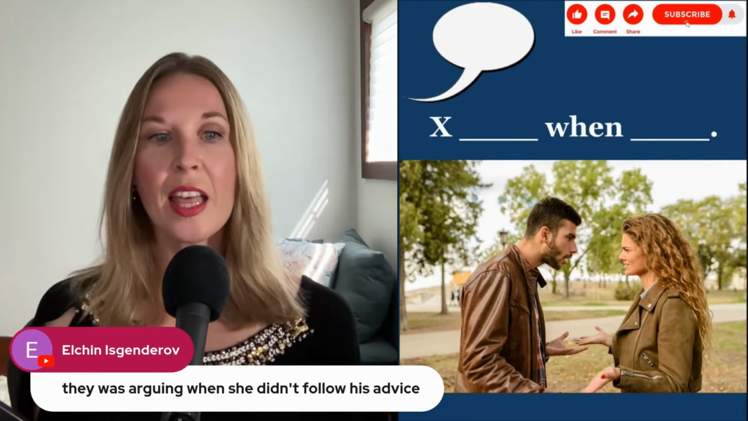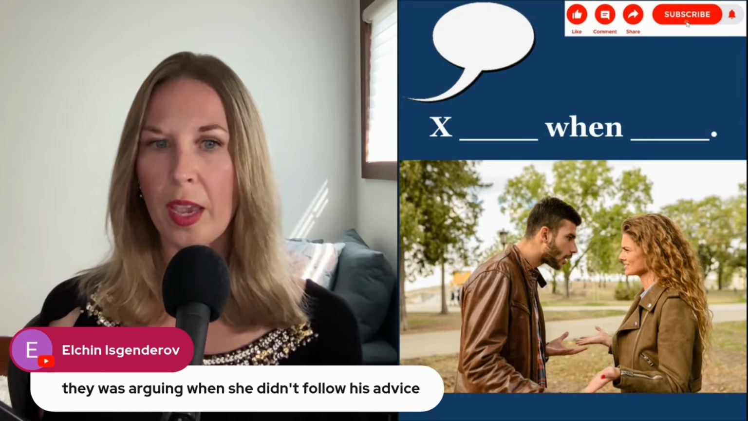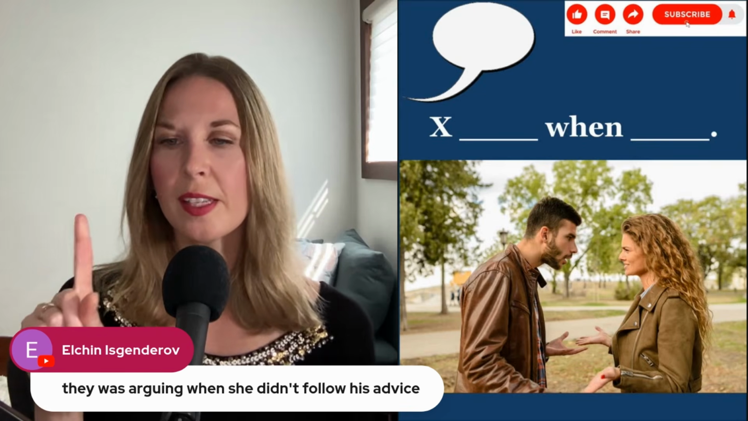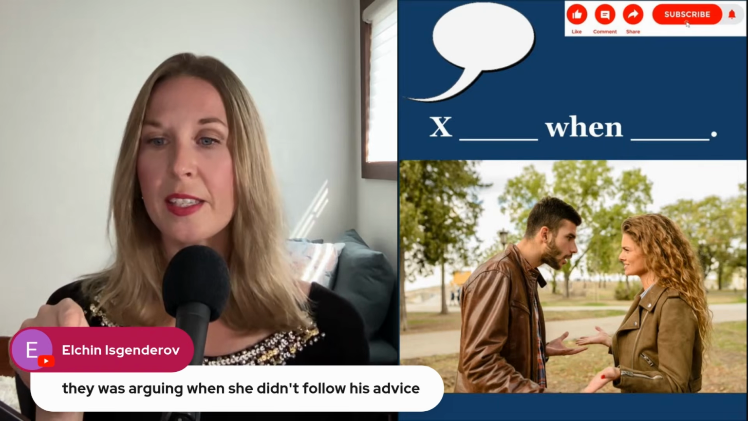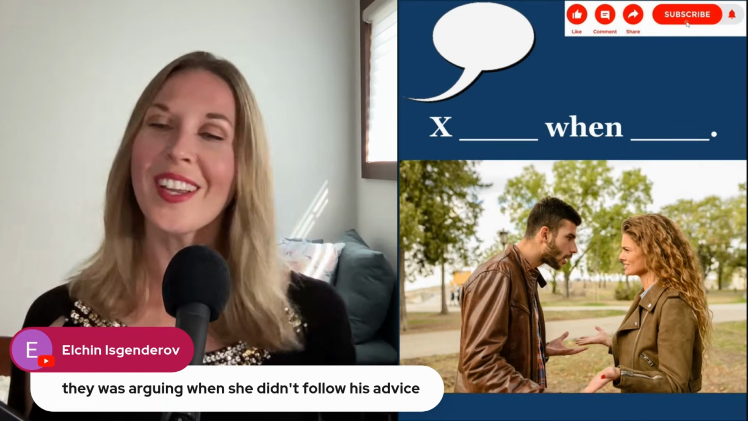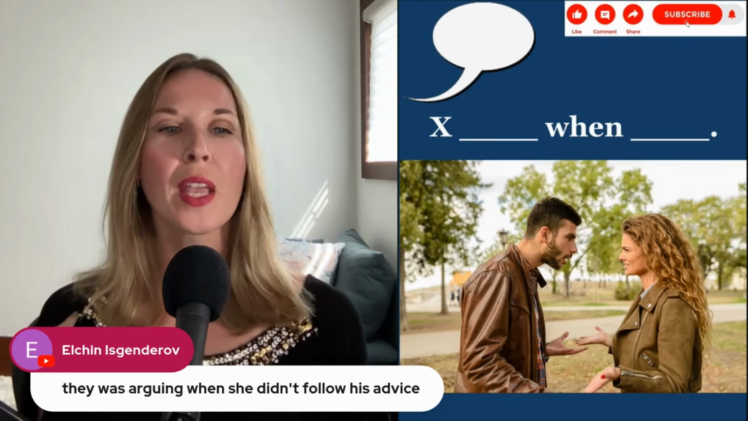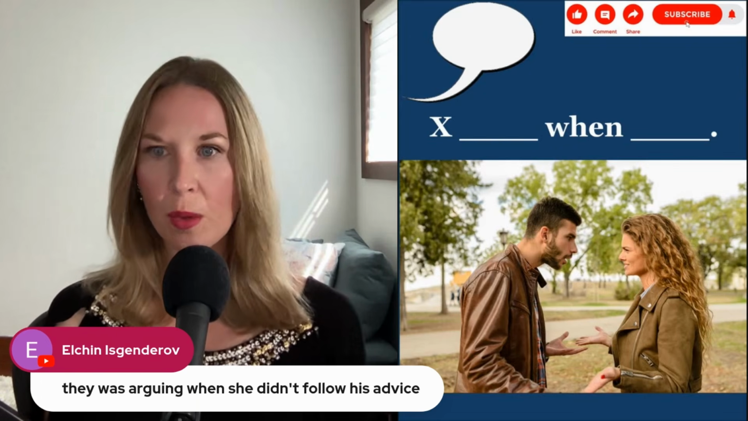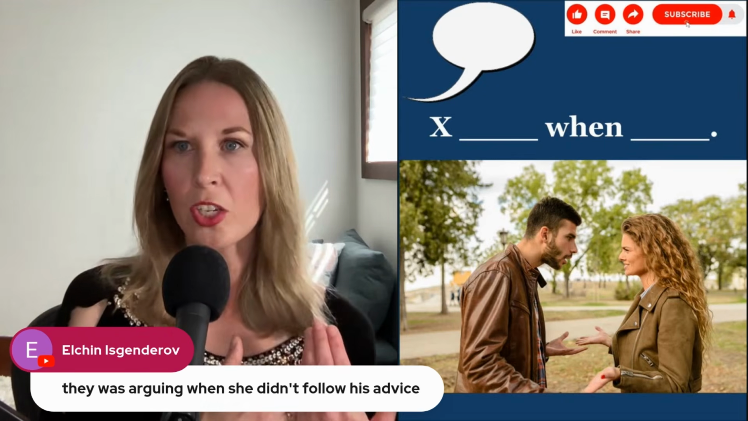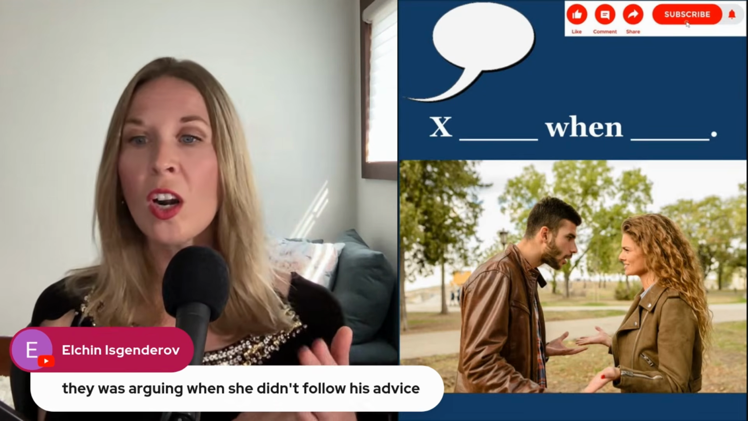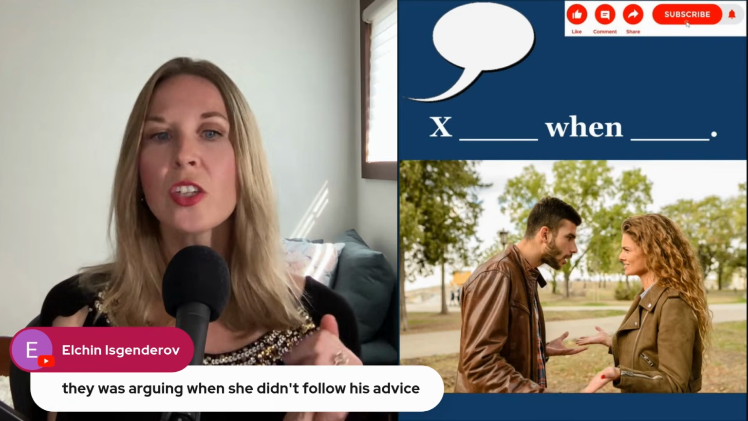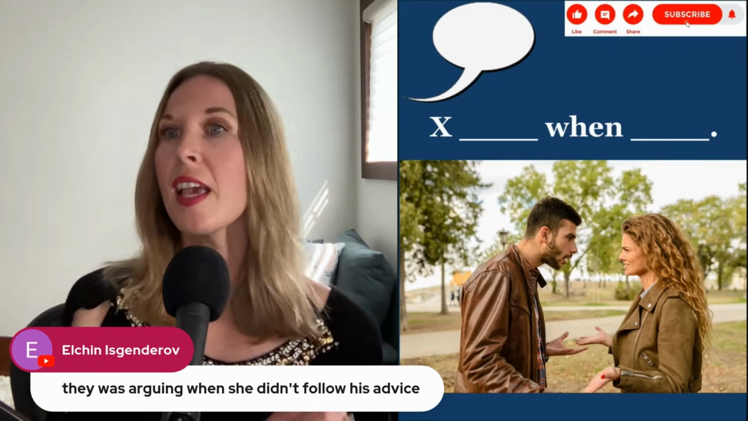Elchin said they was arguing. Elchin, can you correct that yourself? Let's see. Do you know what the mistake is here? I'm sure someone in the group can correct this mistake as well. They is our subject, so we always need to think about the verb to be and how to conjugate it. They were arguing. They were arguing when she didn't follow his advice.